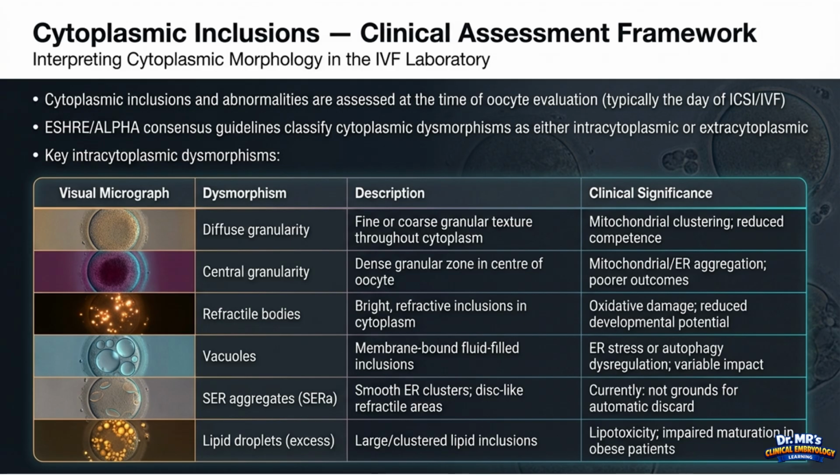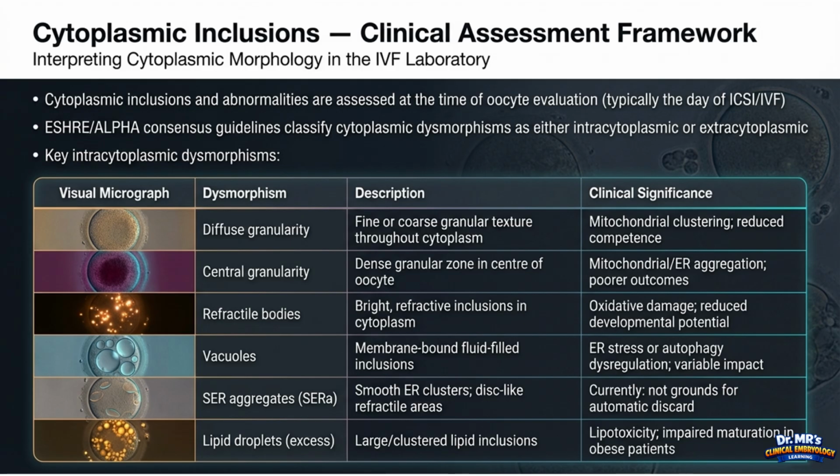Dysmorphisms are classified as either intracytoplasmic, within the cytoplasm, or extracytoplasmic, involving structures outside the cytoplasm proper, such as the zona pellucida, polar body morphology, and perivitelline space. In this session, we are focused on the intracytoplasmic dysmorphisms. There are 6 key intracytoplasmic dysmorphisms to know.